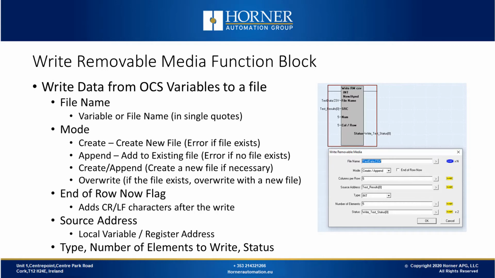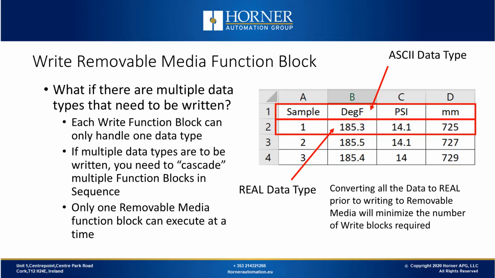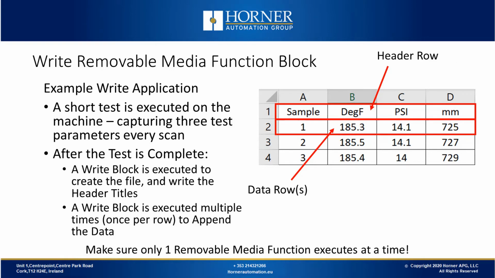Then you need to specify the source address, variable type, number of elements you want to write, and a status variable. If you have multiple data types that need to be written, every time you switch data types, you need a new write function block. Only one removable media function block can execute at a time. You can handle all the data as real, so that it can be written with a single function block. However, if you want to put headers on the file, you will need a separate function block for the headers in ASCII format. Here's the example that we're reviewing today.